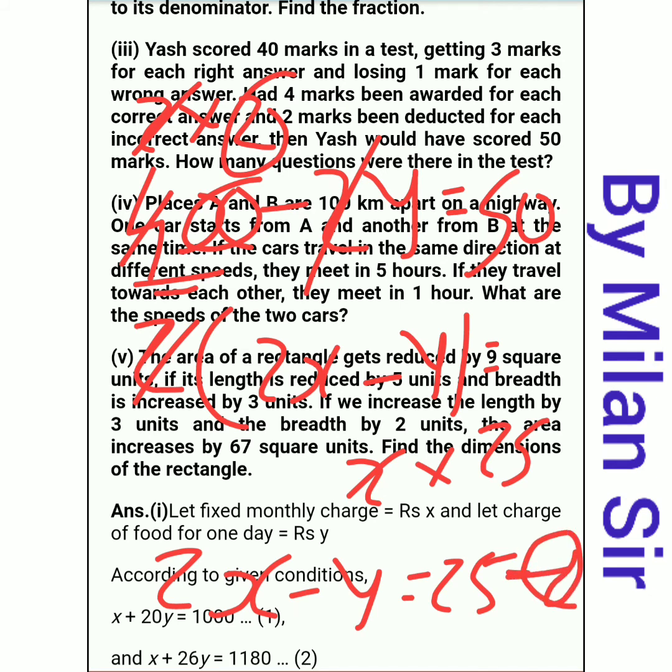2x minus y is equals to 25. It is our equation number 2. Now our two equations are ready.